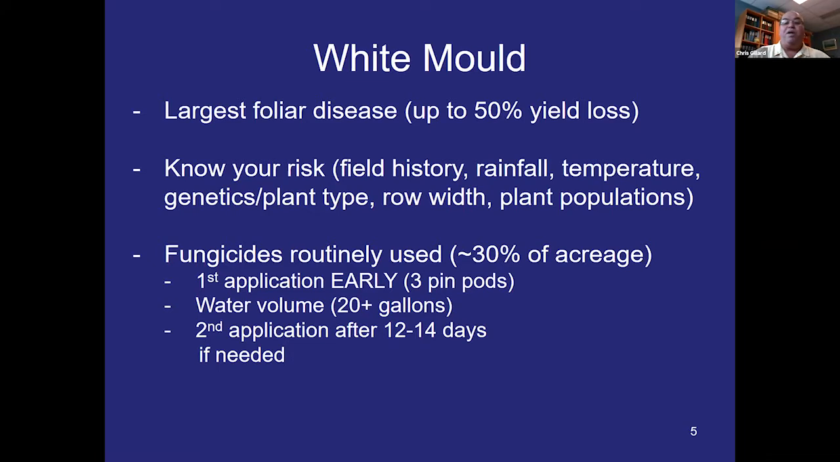Routinely, we're using fungicides on 30% of the acres year in and year out. I emphasize at every meeting that first application timing is critical and it needs to be done early. Three pin pods is where I target our first application. Water volume should be 20 gallons or more. The second application is 12 to 14 days after the first application, if you get the right environmental conditions, lots of rainfall between the first and second application, okay?